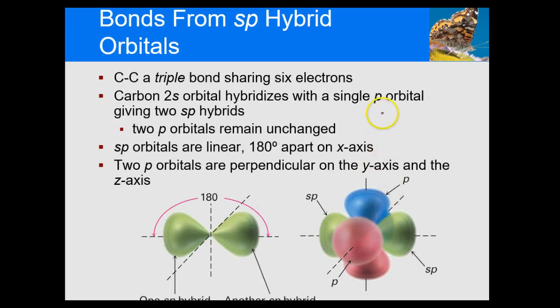sp orbitals. This is now when you start getting to triple bonds. This is a mixture of an s orbital and one of the p's. So you have an s and a p, so you have an sp orbital, and then now you have 2 p orbitals, and they're trying to show you that in this picture.